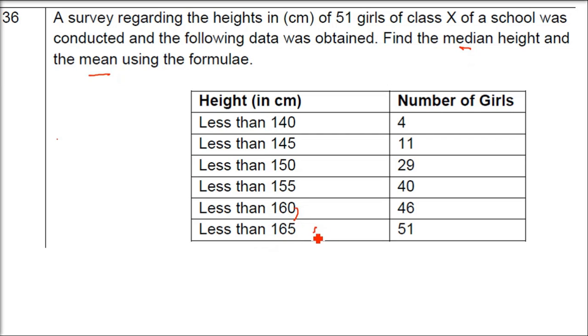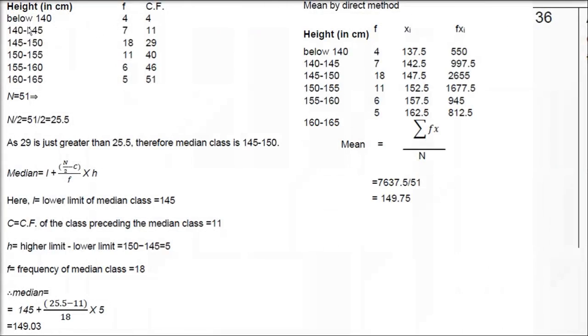So this is 160, 165. We'll write it as 160 to 165, and 155 to 160, we can write like this. And this will be less than 140. So first let us give it in intervals: below 140, 140 to 145, like this, till 160 to 165. Now frequency is given. Whenever we find the median, we will try to find the cumulative frequency. What is cumulative frequency? 4 will come like this.